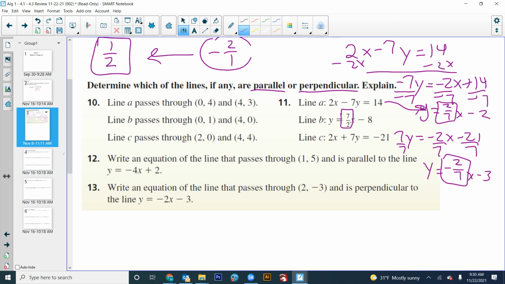So what do you think? There's my three slopes. We already said A and B are just going to intersect somewhere. They have different slopes. They're not opposite reciprocals. Joe, what do you think about 7/2 and negative 2/7? What's true about B and C then? Are they parallel? They're perpendicular. These two are perpendicular. They're going to hit at what? 90 degrees.